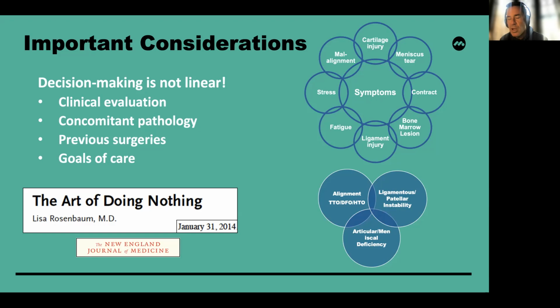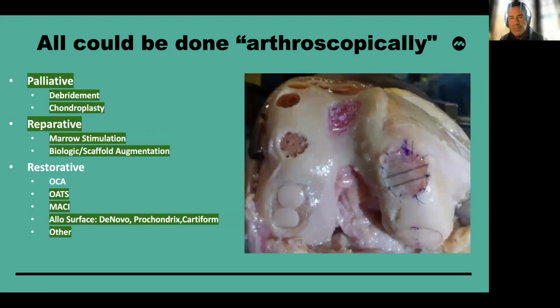In other words, the art of doing nothing embodies the fact that oftentimes symptoms may be moderate and not require treatment at all, despite the presence of objective evidence of an articular cartilage problem. In addition, we must remain mindful of all the comorbidities such as malalignment, ligament deficiency, and meniscal deficiency when contemplating treatment for articular cartilage disease. In principle, all of the procedures that we do can be performed arthroscopically. However, the ones that we see here in green are the ones that we most commonly contemplate for this solution to be performed through a minimally invasive procedure, such as use of the arthroscopy.